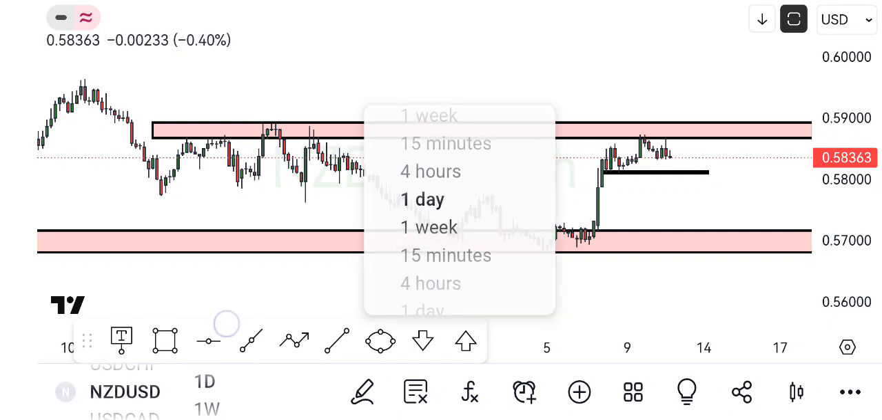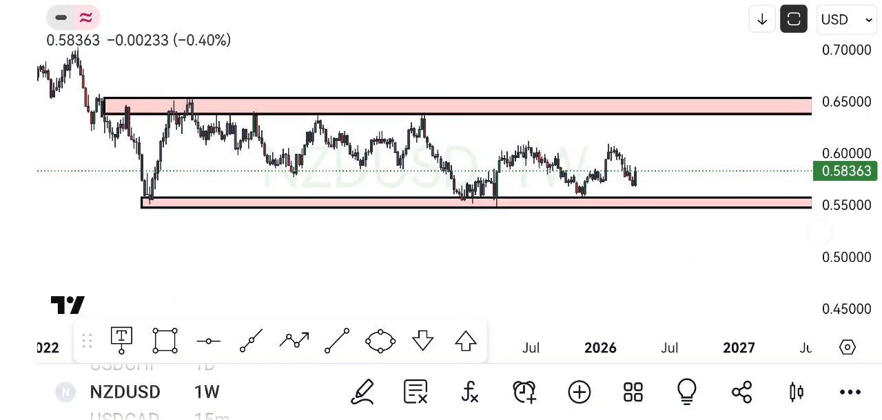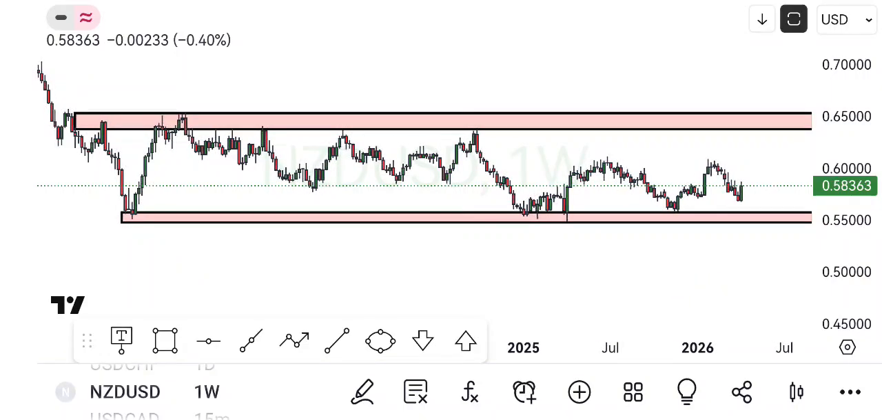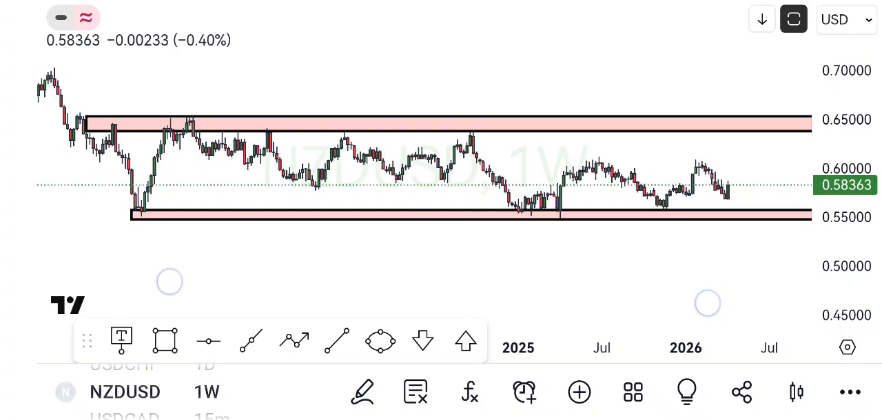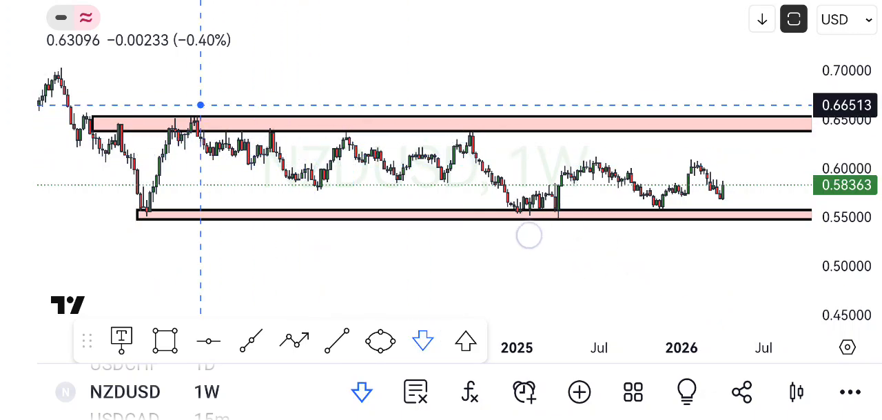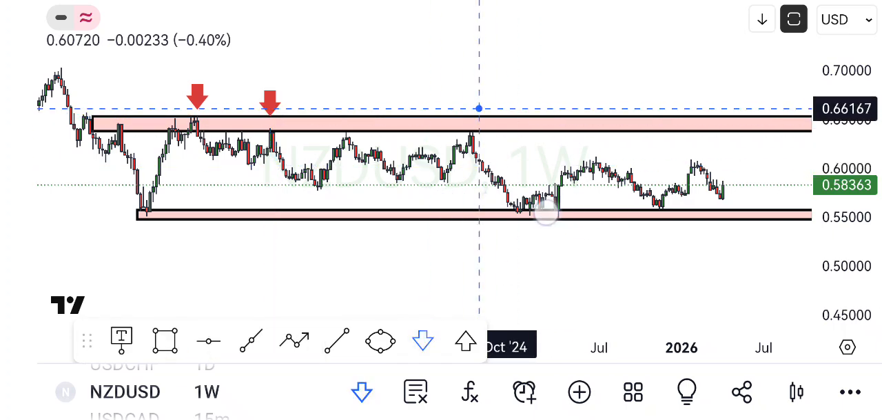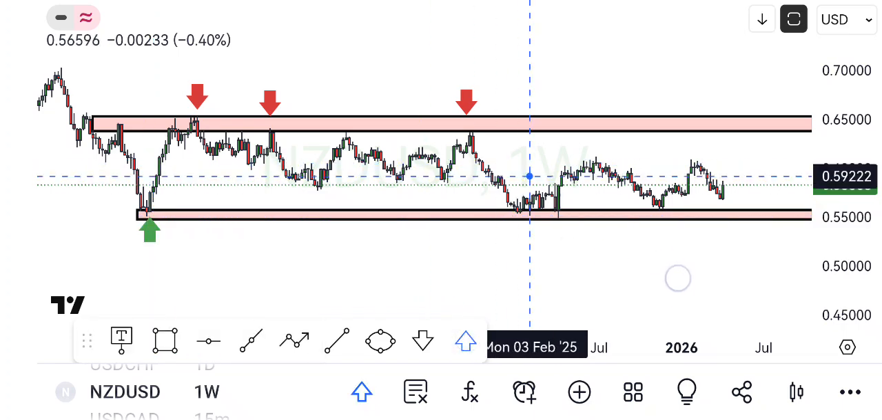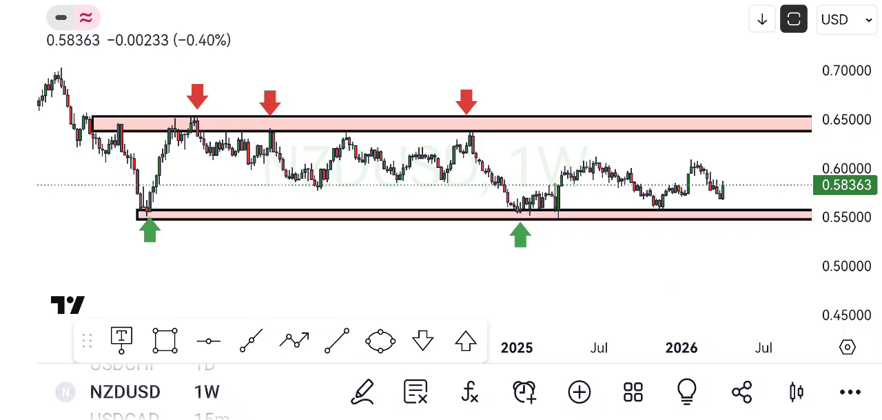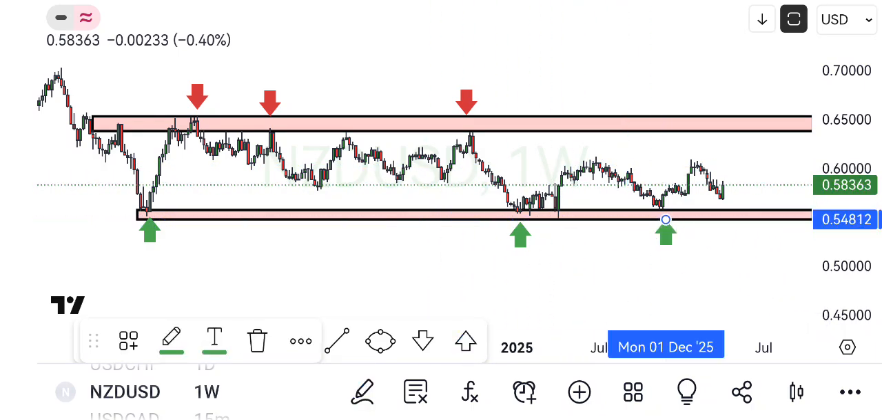So let's go to the 1 week time frame. Because I like looking at the macro picture, what I'm seeing is a range, support and resistance. Sell resistance, sell resistance, sell resistance. As simple as that. Buy support. You wait for the price to come to the support, you buy support. Next time the price comes to the support, you buy support. Keeping things as simple as possible.